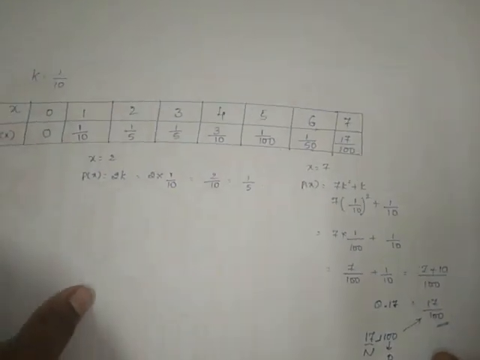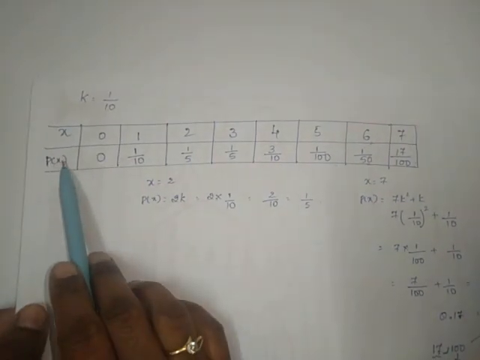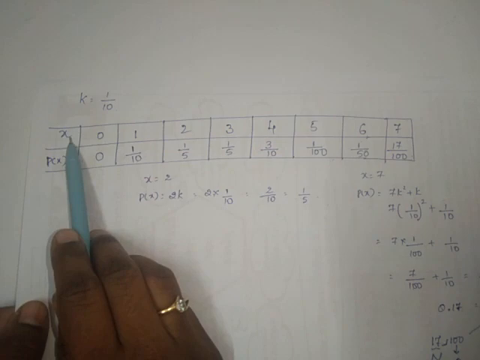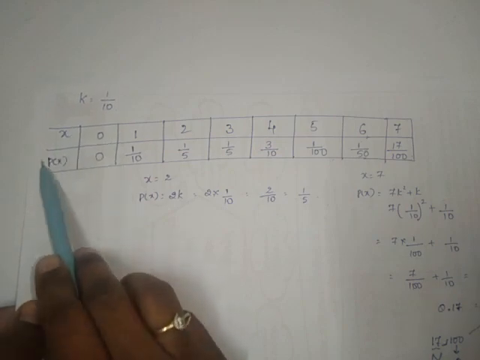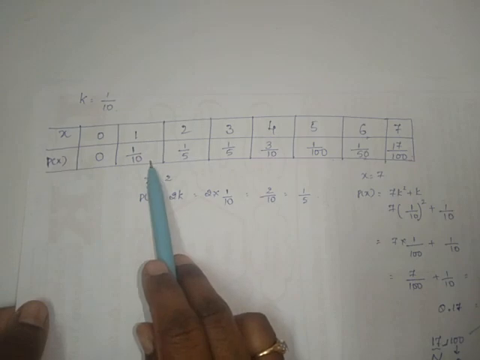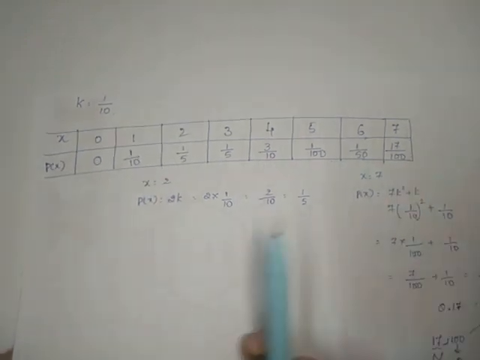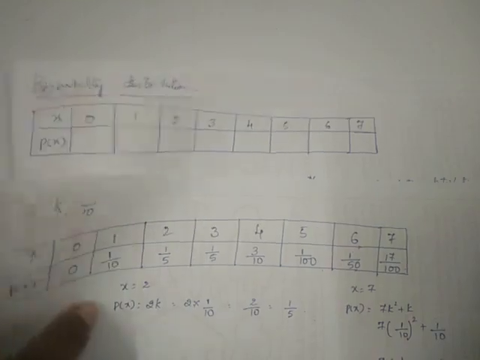See here, this is nothing but the probability distribution table. For the value of x 0, what is the value of p of x? For x is equal to 1, what is the value of p of x? This is called the probability distribution. So let us start writing it.